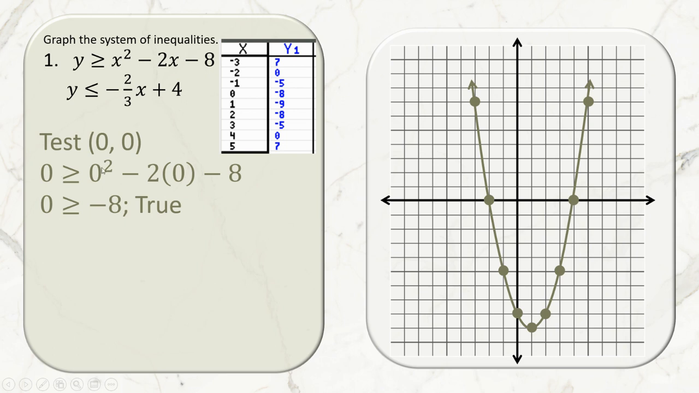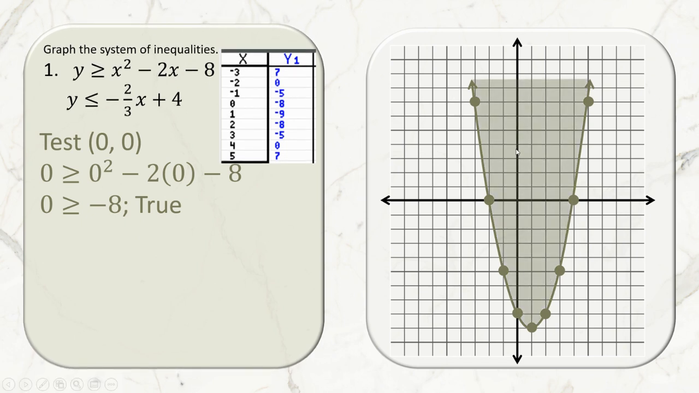Now if we're getting confused on how we get from this step to this step right here, just simplify this. We can't do anything with the left side. 0 squared is just 0. Negative 2 times 0 is just 0. So 0 minus 8 is just negative 8. And 0 is in fact greater than or equal to negative 8, which is true. So we will shade the half plane that contains our test point, which is 0, 0. So we'll shade the inside part of this parabola. Okay, so there we go.